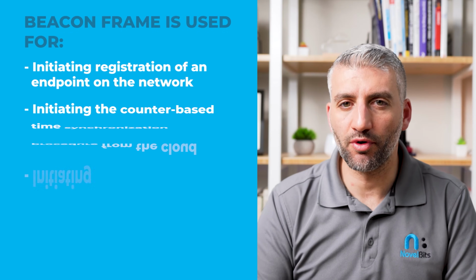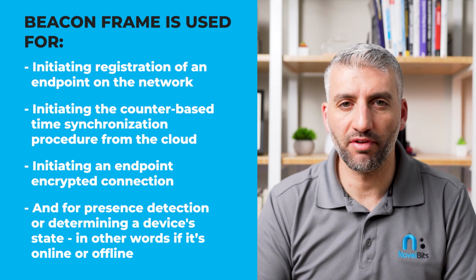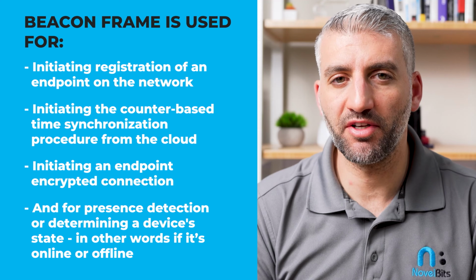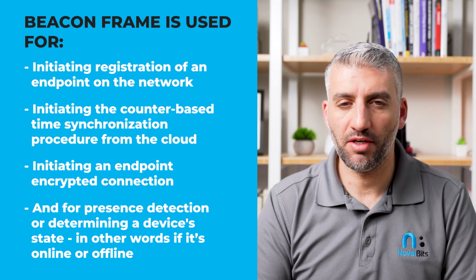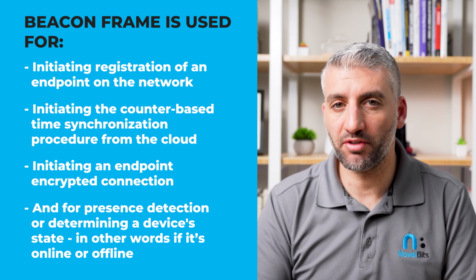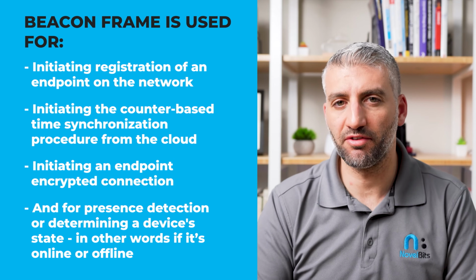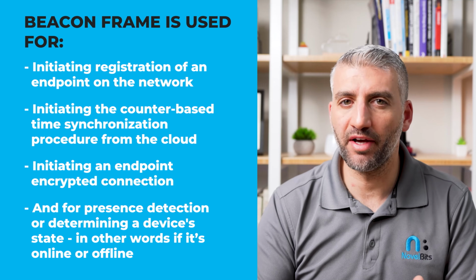There are two types of BLE messages supported on Amazon Sidewalk. The first is a beacon frame, which is sent during advertising and used for initiating registration of an endpoint on the network, initiating the counter-based time synchronization procedure from the cloud, initiating an endpoint encrypted connection, and for presence detection or determining a device's state, in other words, if it's online or offline.